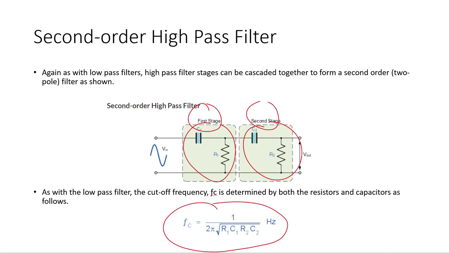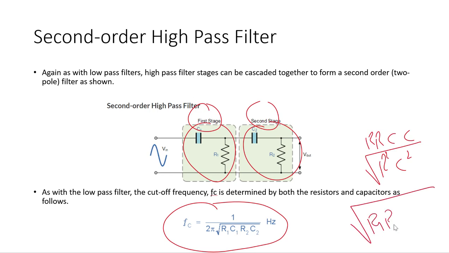Why are we taking the under root? Because if you multiply R with R and C with C, they go R square and C square, so we must have an under root with it. So now it is R1 C1 R1 C1 and R2 C2. So this is what happened. That's why this under root came into being. Okay, so this is the high pass filter.